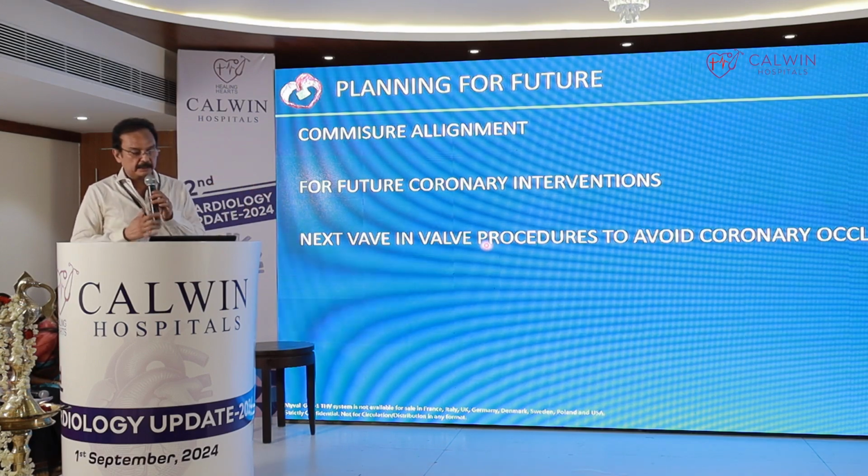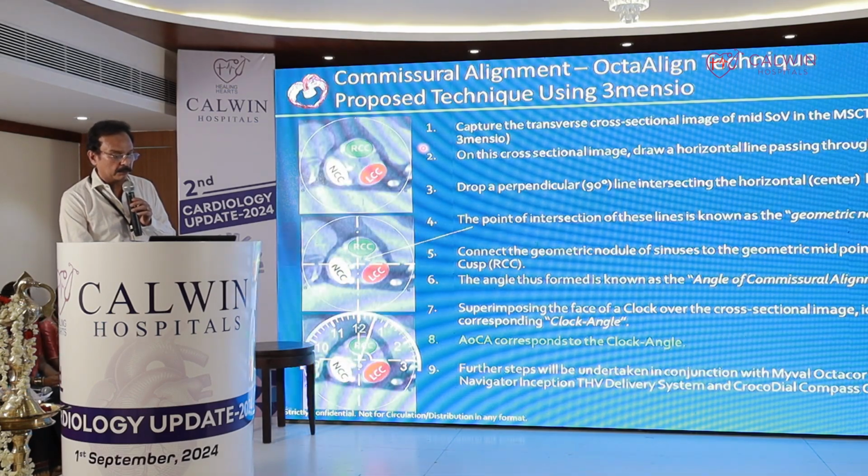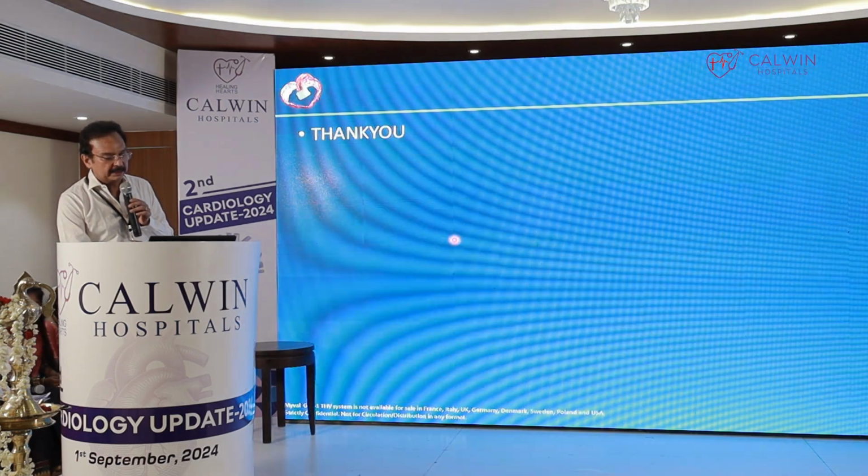So in such patients, to do re-procedure, it is always better you get a commissural alignment. What we say is, when you deploy this valve, it should be aligned to the coronaries, so that if somebody develops coronary artery disease after TAVR, there should not be any problem in doing angioplasty in them. And I think with this, I will stop here.